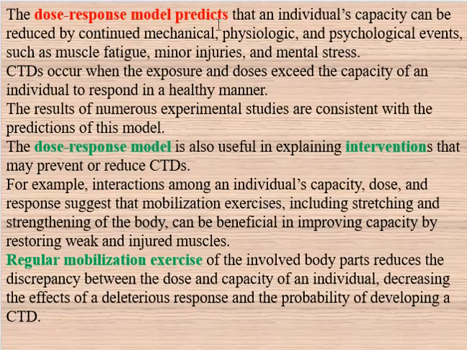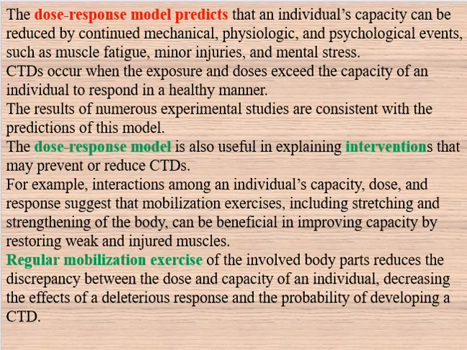The dose response model basically predicts that an individual's capacity can be reduced by continuous mechanical, physiological, and psychological events such as muscle fatigue, minor injuries, and mental stress. CTDs occur when the exposure and dose exceed the capacity of the individual to respond in a healthy manner. The results of numerous experimental studies are consistent with the prediction of this model. The dose response model is also useful in explaining interventions that may prevent or reduce CTDs.